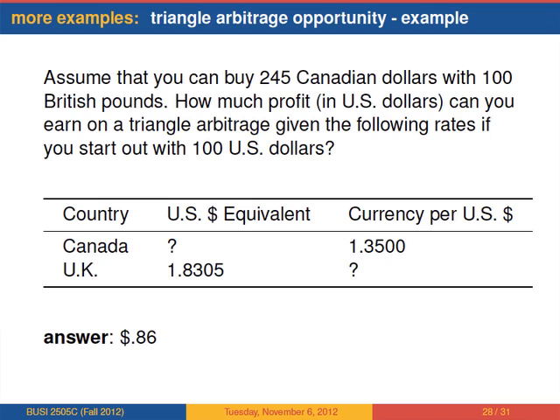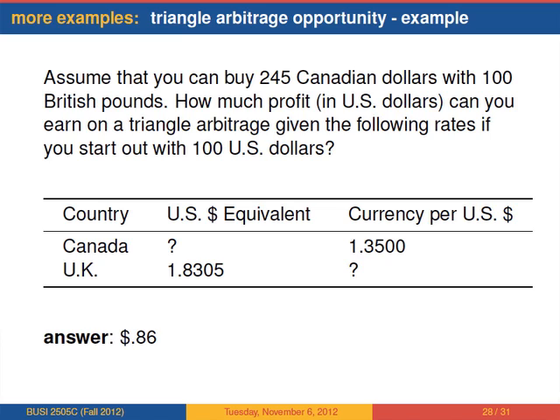So the first one is, you can buy 245 Canadian dollars with 100 British pounds. So the exchange rate is 2.45 CADs per GBP. How much profit in US dollars can you earn on a triangle arbitrage given the following rates if you start out with 100 US dollars?